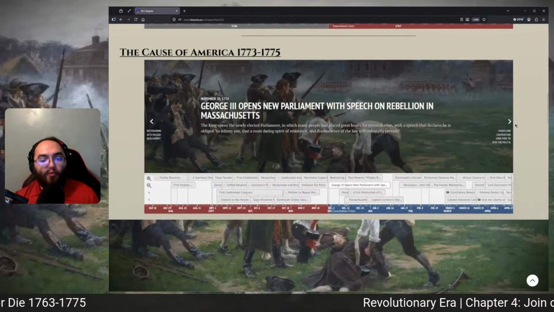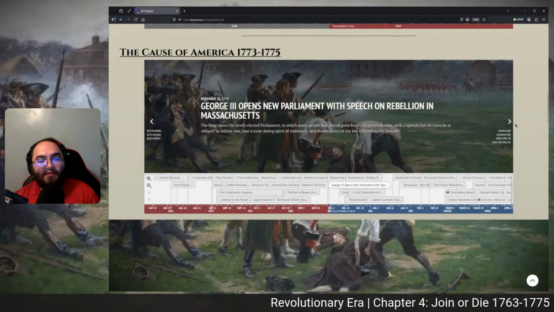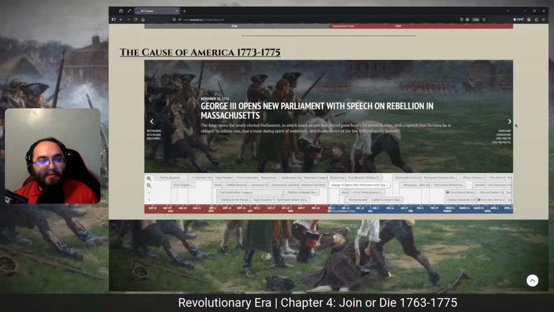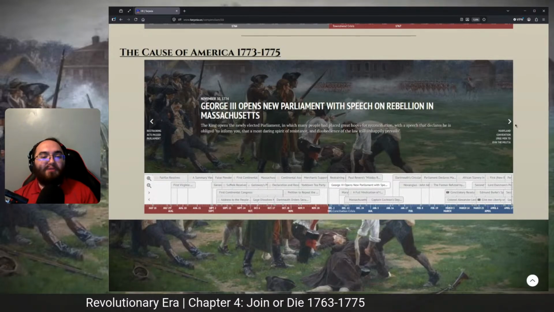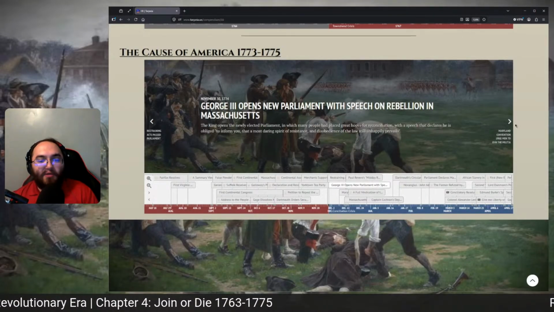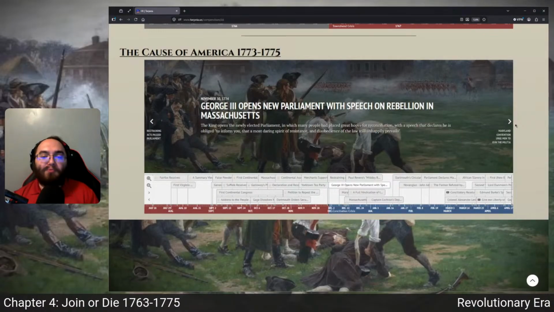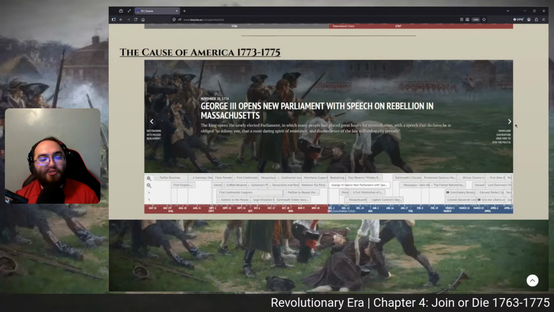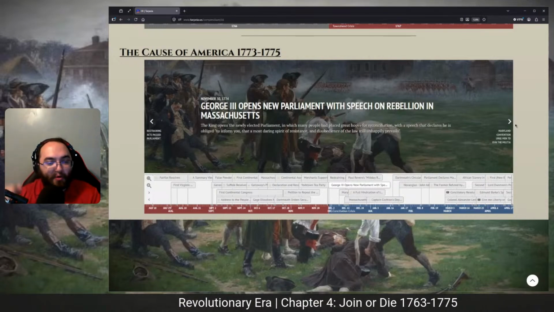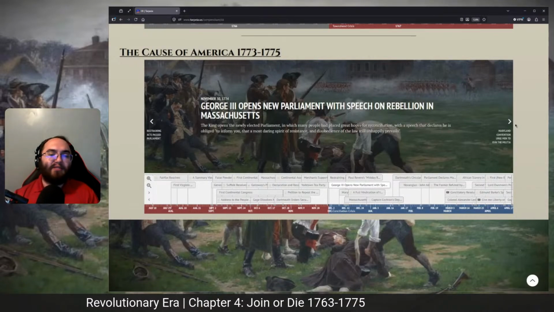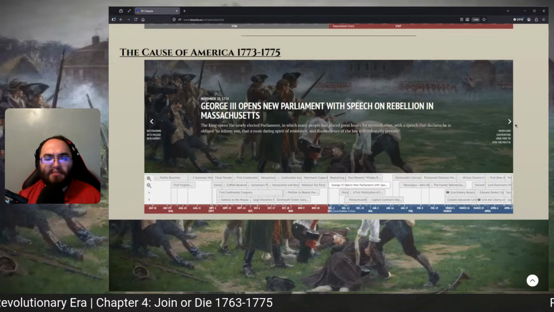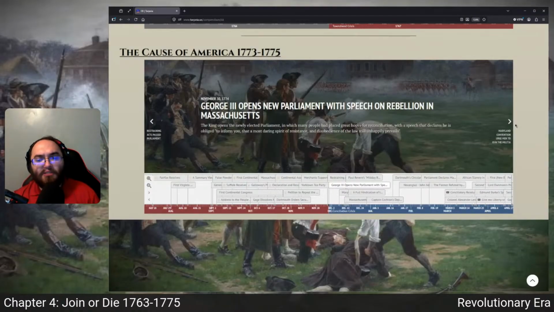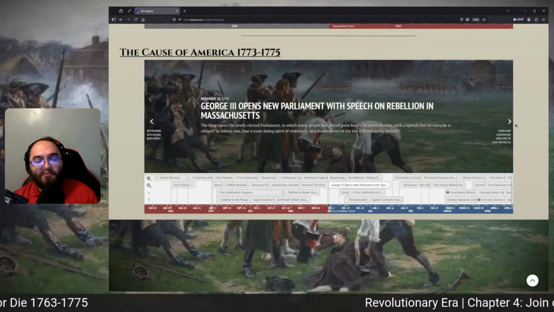George III opens the new Parliament with a speech on rebellion in Massachusetts. So the king opens the newly elected Parliament, in which many people had placed great hopes for reconciliation, with a speech that declares he is obliged to inform you, the people of Parliament, that a most daring spirit of resistance and disobedience of the law still unhappily prevails.